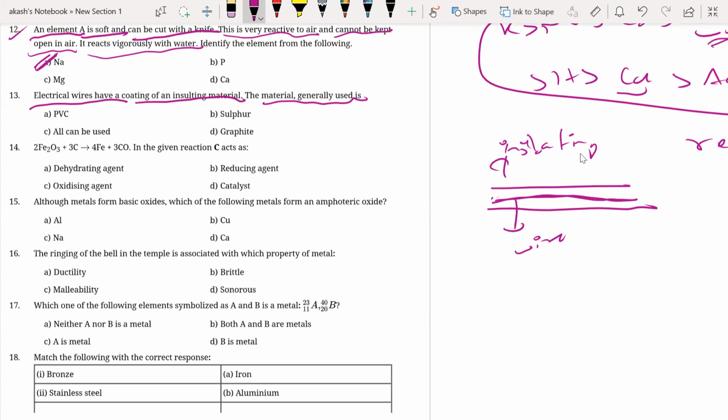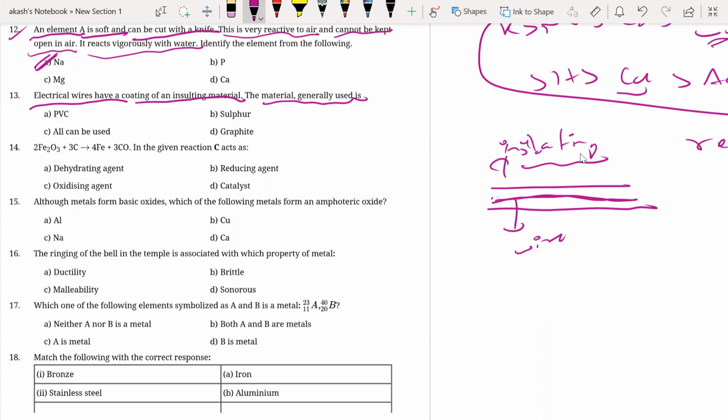You must have seen this, right? What is the material used generally? Even though this question should not be asked, I think you can answer it. What is this insulating material? You can look at the options and answer this.